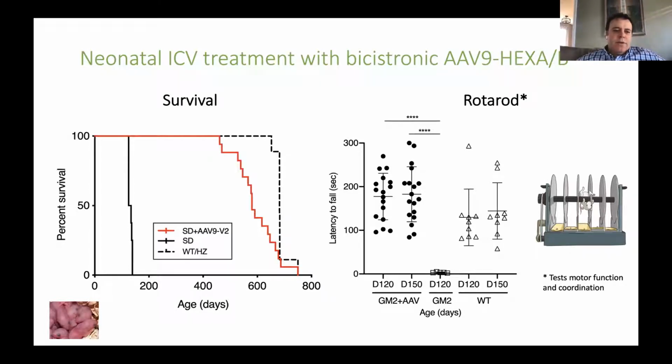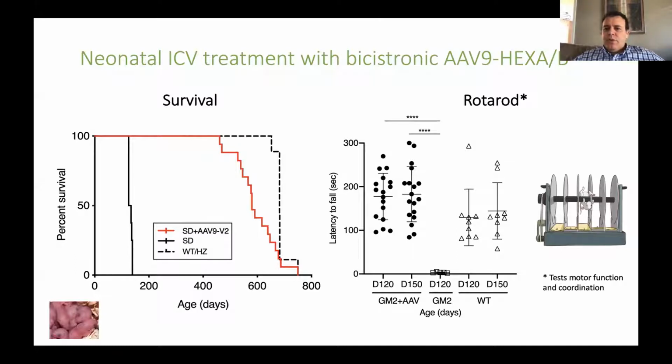And what we found after a neonatal treatment, so immediately after birth, about day 0 to day 1, they received 2 injections into the CSF, into the lateral ventricles. And what we observed was a dramatic increase in survival that you can appreciate here on the left side panel. The red line is the survival of the AAV treated animals. And then as a control, you have wild type or heterozygote animals. So essentially they survive to normal lifespan, not all of them, but a good percentage of them survives for a very long time with very good function.